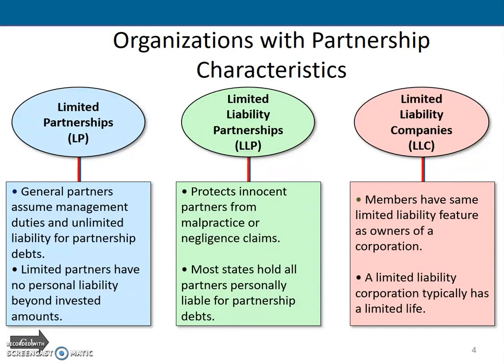Then we can look at limited liability partnerships, or LLPs. An LLP is where we are trying to protect innocent partners from malpractice or from negligence. Typically you're going to see those in law firms or in medical fields, things like that. We're going to abbreviate that with LLP. What happens is that if one partner commits malpractice, the other partner is not liable for that claim. Only the partner that committed malpractice is actually going to be the one that's liable.